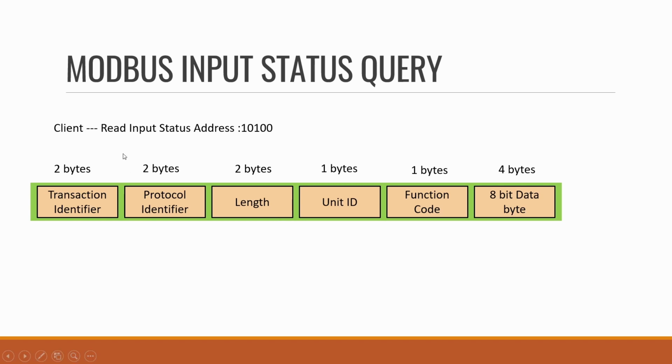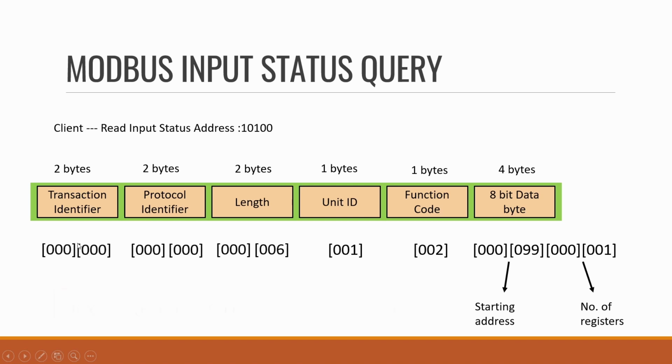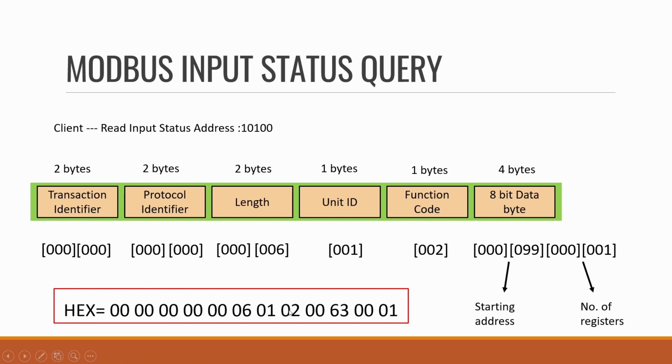Okay, so say your client wants to read the input status at 10100, and coming to your APDU, what will your frame be like? So here you have 4 bytes, and the last 2 bytes represent the number of registers. These 2 bytes represent the starting address. Function code is 2 for the input status, and your unit ID is 1, length is 06, the protocol identifier is 00, transaction ID is 00. So the hexadecimal equivalent is here, so 063001.